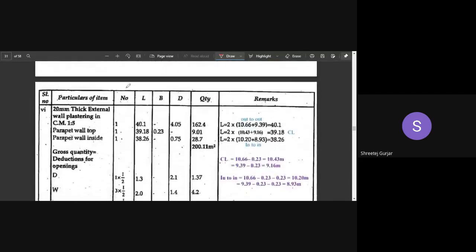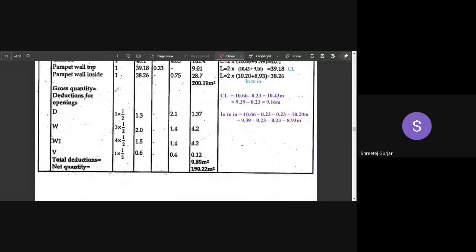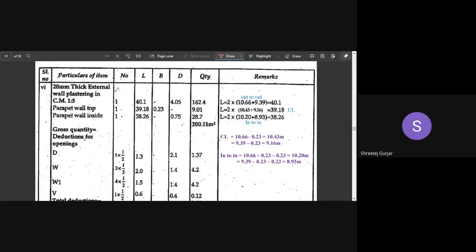Moving on to the next thing. If you have no doubts, we will move on to external plastering. We are concerned only about external plastering, not internal plastering. We have not been asked about internal plastering. They have mentioned 20 mm thick external plastering for walls.